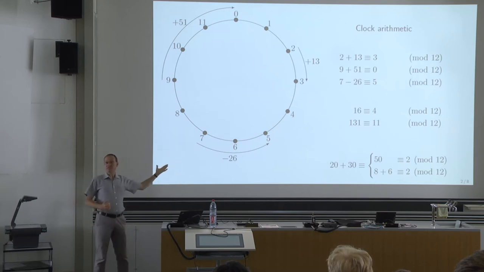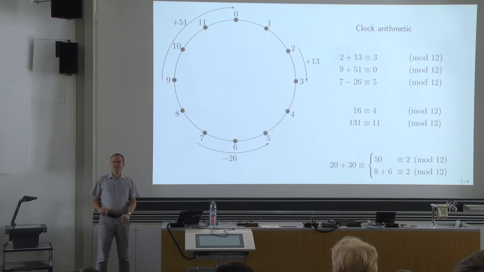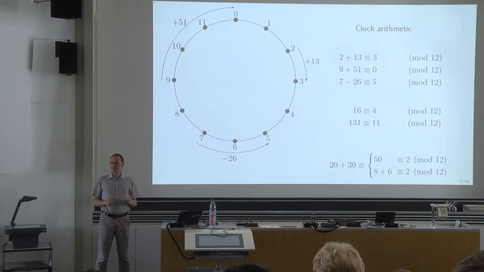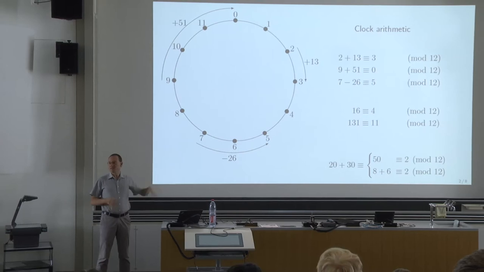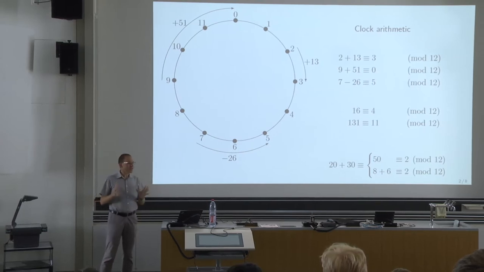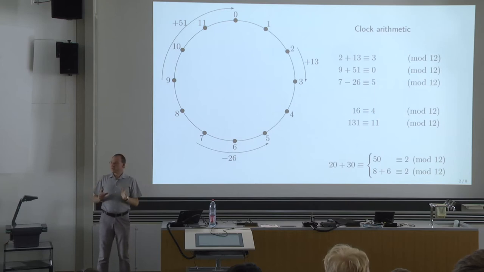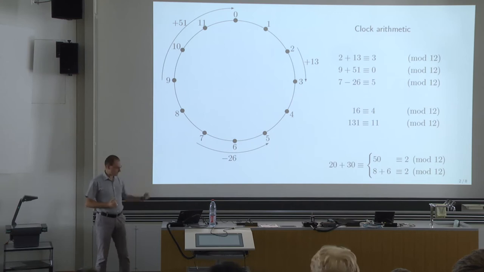This is much easier than the usual arithmetic. This is called clock arithmetic. Much easier. You don't need big numbers. You can subtract everything. You can do it very easily. The goal of this talk is to convince you. So far, I've convinced you that this is easy. The goal is to convince you that this is also useful, if you are interested in the usual arithmetic, the usual integers.